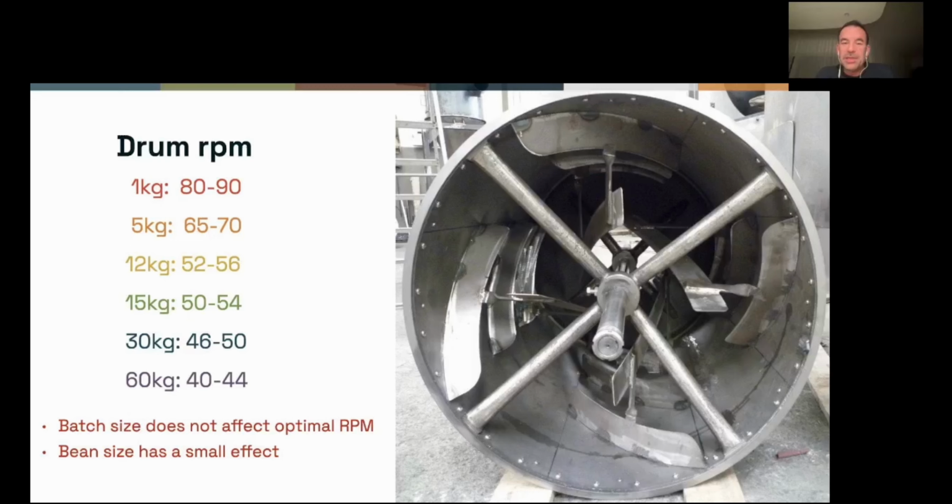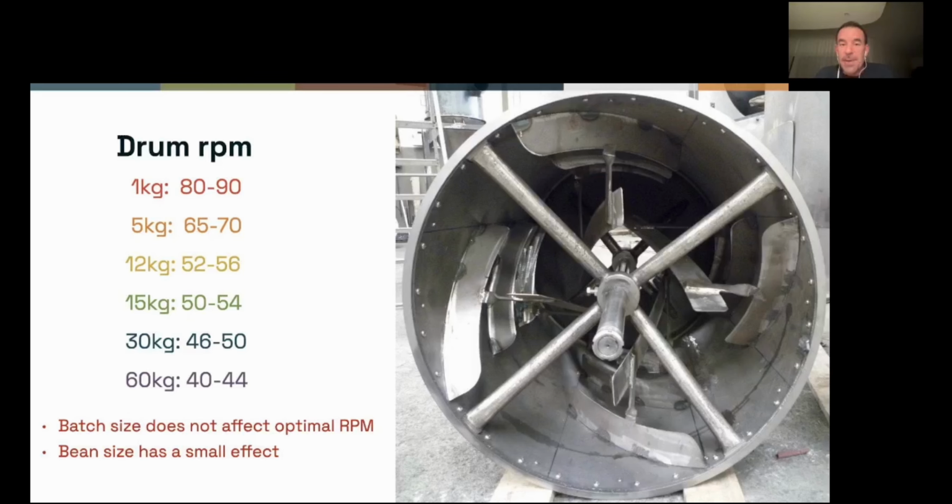The reason these are ranges and not precise readings is that not every machine of a certain size has a drum with the same proportions. So in other words, if you have a 15 kilo Probat UG, you have a relatively wide and shallow drum, which means that the RPM would be a little bit lower than, let's say, a 15 kilo Joper, which has probably the narrowest and longest drum in the industry.